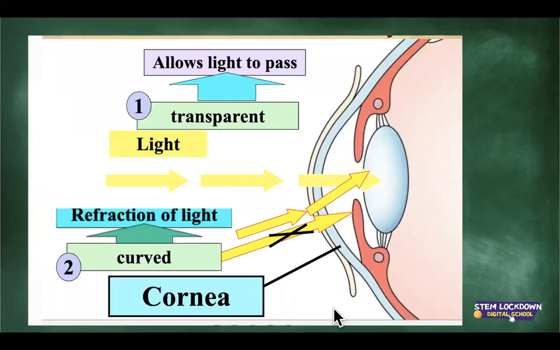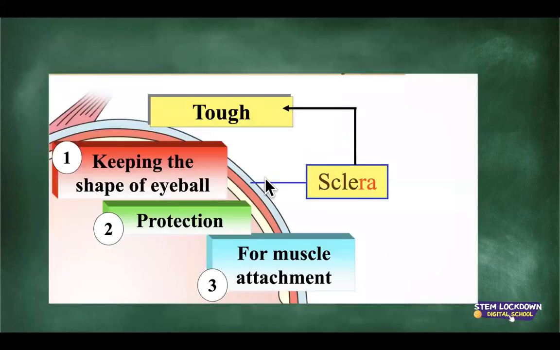So here you have your cornea. As you can see, it is a see-through layer. The light passes through and light is refracted, and it helps to focus an image. The fact that the cornea is bent focuses the light on a specific area. Then you have your sclera. Your sclera keeps the shape of your eyeball. It is for protection, and it helps for muscle attachment. It's very, very tough.